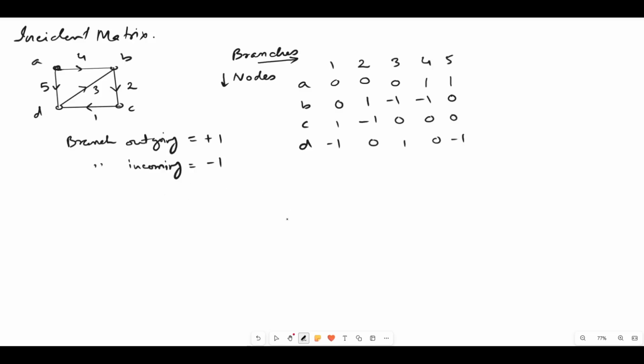So this represents the incidence matrix. I equals 0, 0, 0, 1, 1, then 0, 1, minus 1, minus 1, 0, then we have 1, minus 1, 0, 0, 0, and finally we have minus 1, 0, 1, 0, minus 1. So this represents the incidence matrix, represented by I.